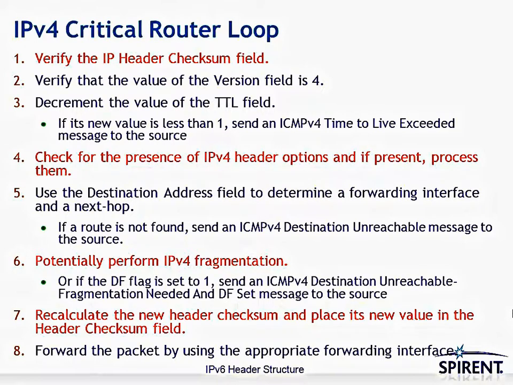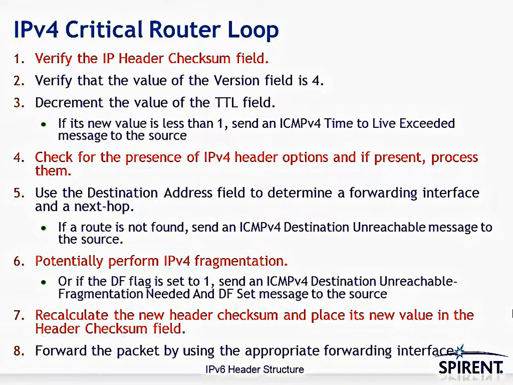The next thing we have to do is check for the presence of IPv4 header options, and if present, process them. Remember, it has to reverse engineer from the internet header length field that it's larger than 5, for instance, and then parse the option to determine if it was something it had to do anything about, whether it had to or not. Then next, it used the destination address field to determine the forwarding interface and its next hop. And of course, if a route is not found, send an ICMPv4 destination unreachable message to the source.